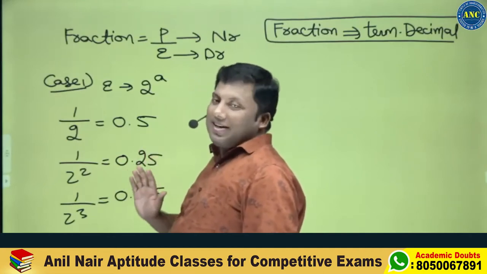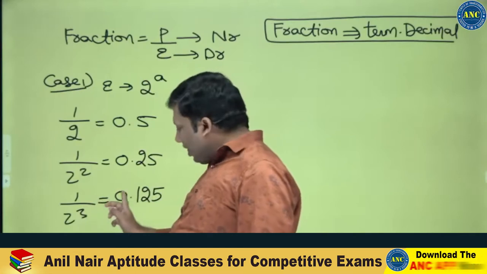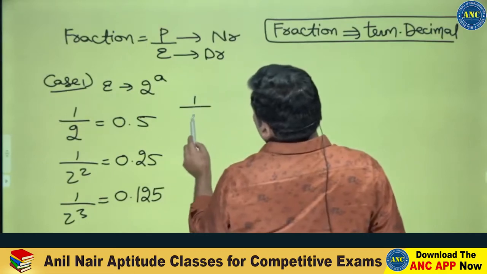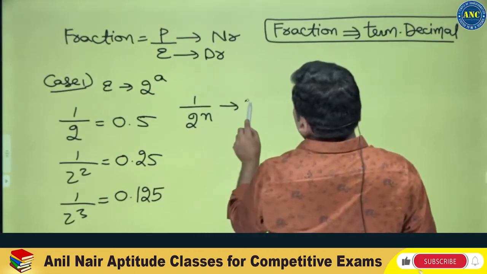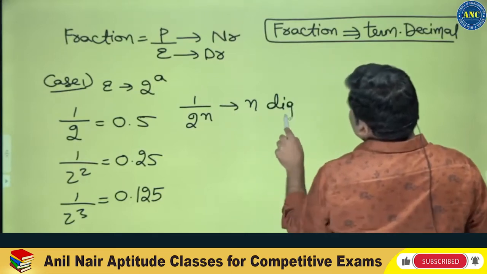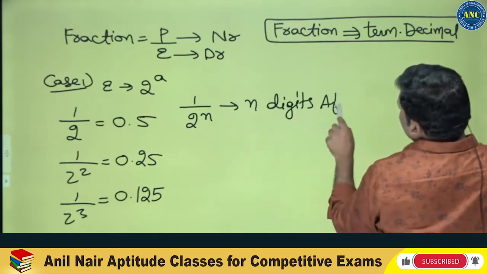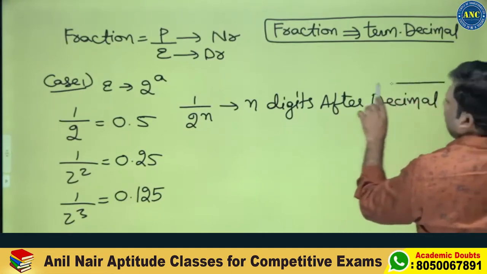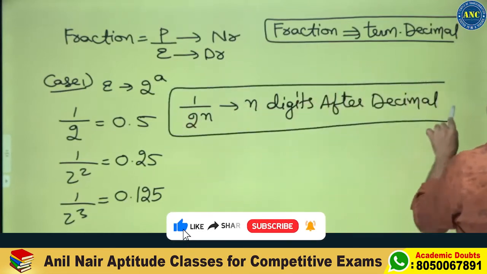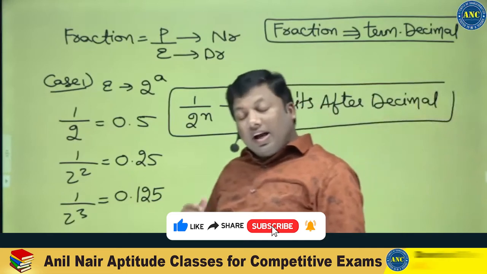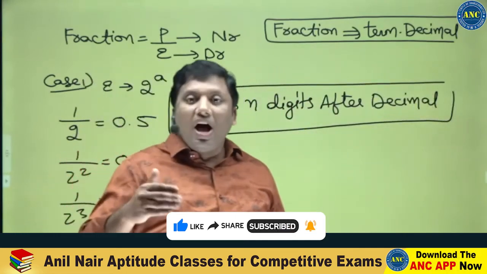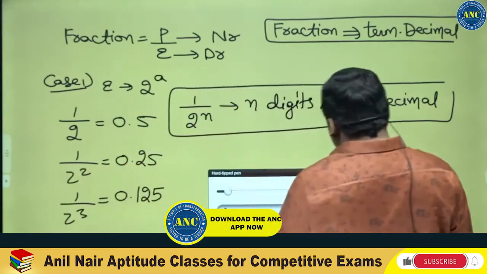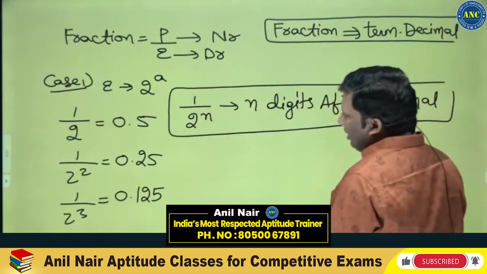For 2 square, after the dot 2 digits, the decimal got over. For 1 by 2 power 3, after the dot 3 digits, the digits got completed. So 1 by 2 power n will complete n digits after the decimal. Terminating decimal means after that it ends. After how many digits does it end? It ends n digits after the decimal. Case number 1 is clear.